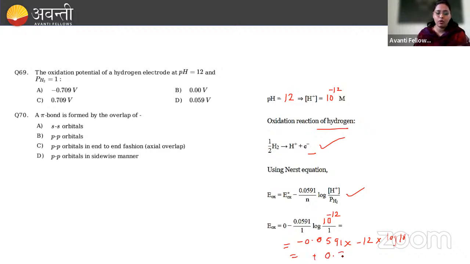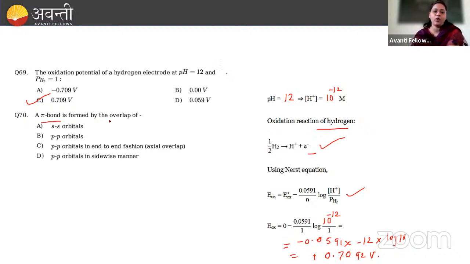That is equal to 0.7092. Okay, 0.0 plus 0.7092, and it will be in terms of volt. That's why here option C is our correct answer. Yeah, any doubt in this? Yes, simple है. Formula use करना था सिर्फ. ठीक है. Then next problem, very simple.